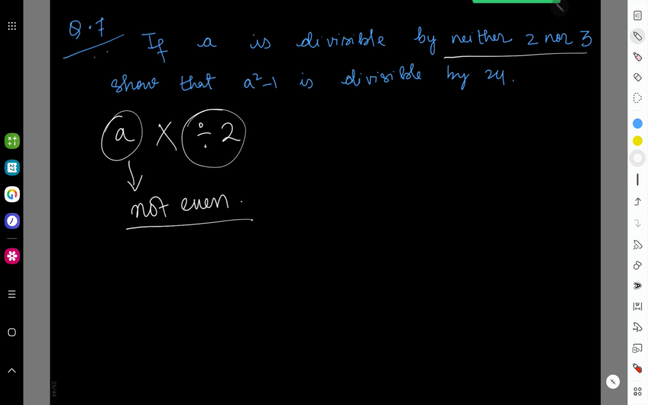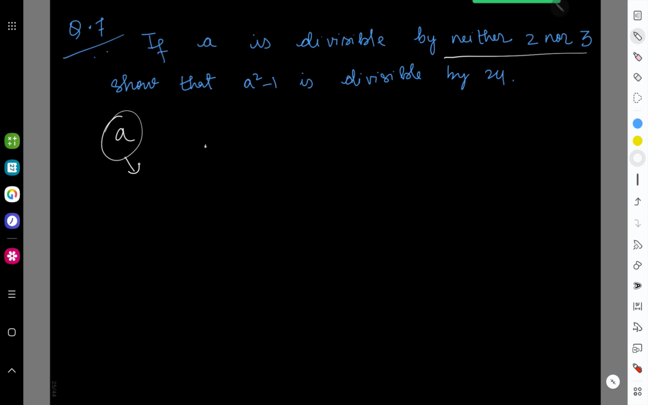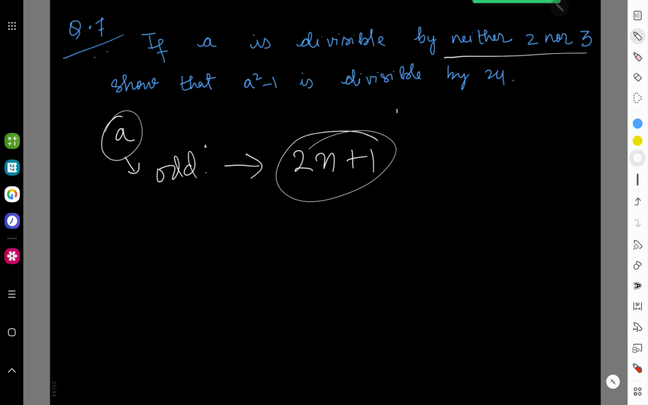So if it is not even, then we can conclude that this number is an odd number. Now, an odd number means the general form will be 2n plus 1. This is one thing that we need to keep in mind. The second thing is, it says it is not divisible by 3 either. So what does that mean?